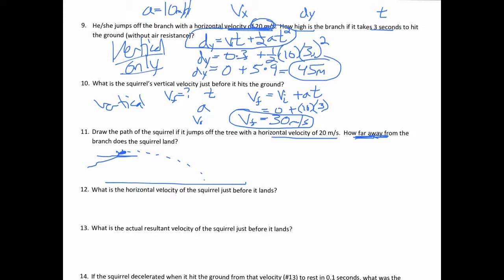Alright, so I have a horizontal velocity, Vx, 20 meters per second. How far tells me a distance. How far away tells me horizontal distance.